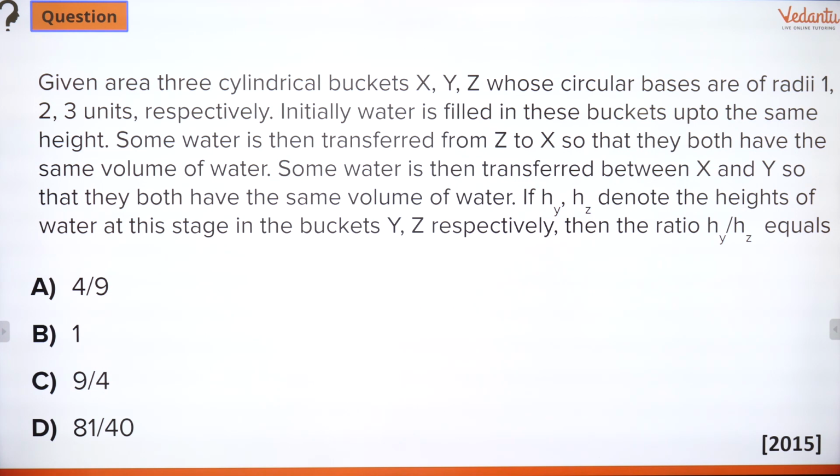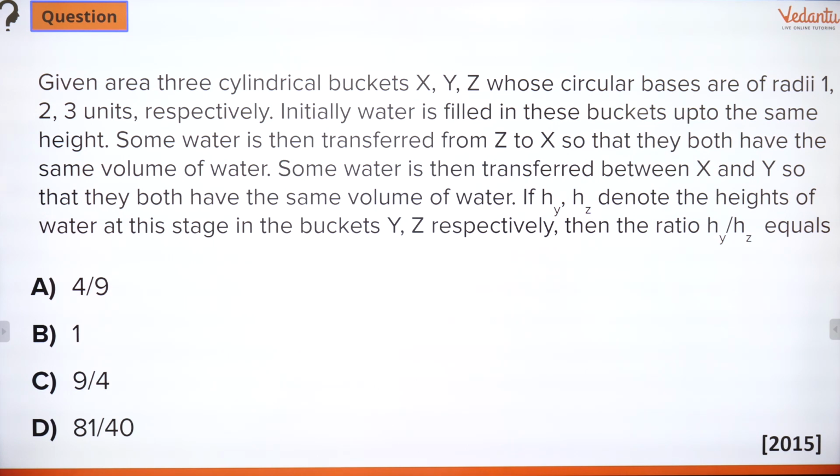So initially water is filled up to the same level. Okay. So if base is different and height is same, obviously the volume will be different, guys. So what I do is I try to transfer water from Z to X, because X will have the least volume. Why will X have the least volume? Because the area of the base for X is the lowest. So to help X get more volume, I transfer my water from Z to X. What happens then? Then my height of Z will become less and height of X will become more.